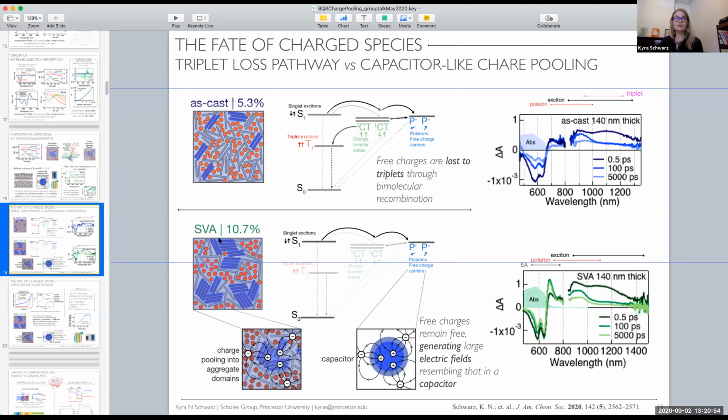In contrast, in the device that works well, we make a bunch of free charges. We see them live on for a significant, decent period of time. And then after they're generated, we see this buildup of electric fields that resembles what we're talking about in our capacitor type system. And that's caused by the morphology of the bulk heterojunction.